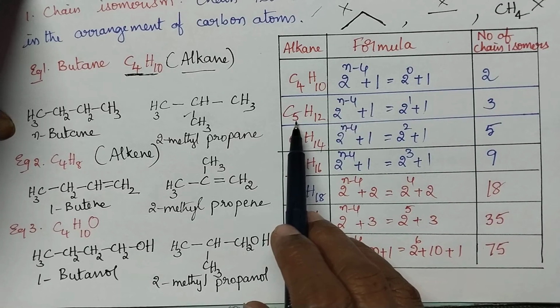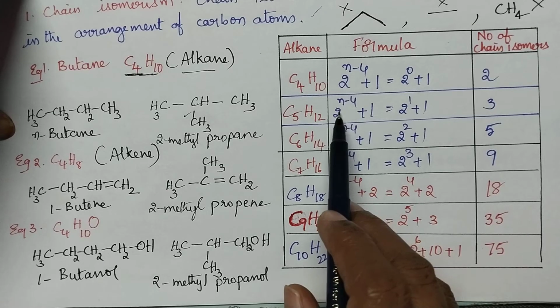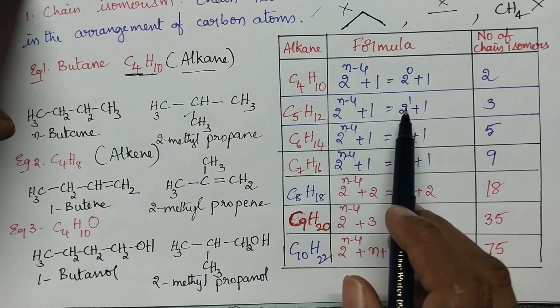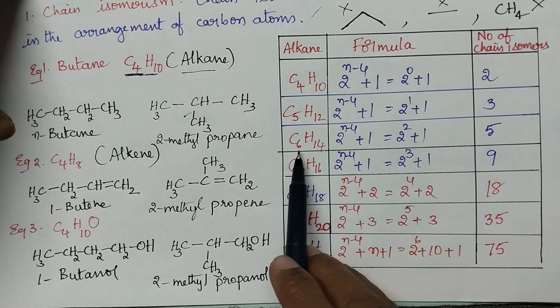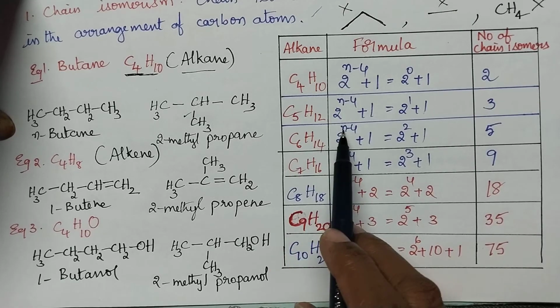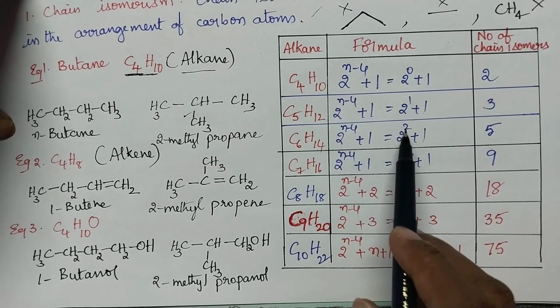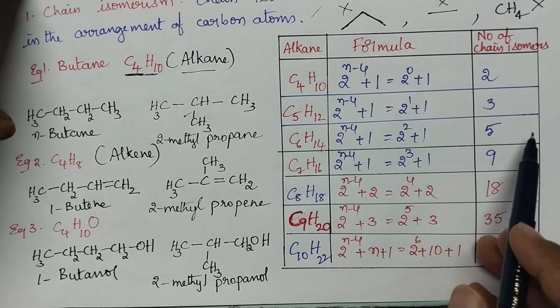Coming to the second alkane, here how many carbon atoms are present, students? C5. So in this formula, n is equal to 5. So 2 power 5 minus 4 plus 1. That means 2 power 1 plus 1. So how many chain isomers are possible, students? 3. So coming to the C6H14, here n is equal to 6. So it will become 2 power 6 minus 4 plus 1 and hence 2 square plus 1. Totally 5 chain isomers are possible.